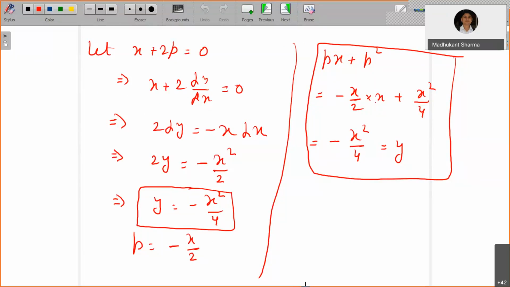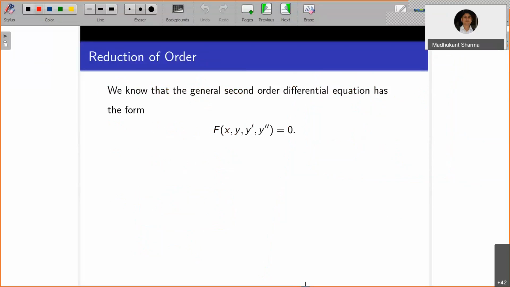Now, let's look at some second order differential equations where we can reduce the order of it.